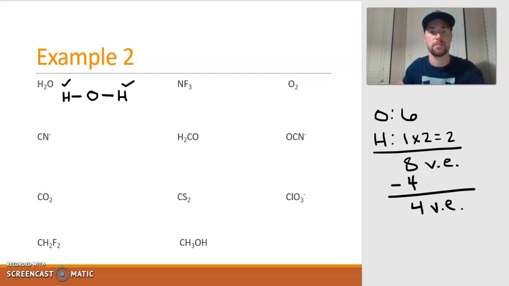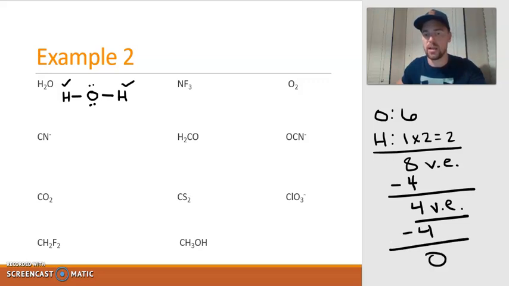Hydrogens are all set. Step 5 tells us that if there are any electrons left over, which there are, we need to place them on the central atom. Now you want to make sure you place them in pairs. So I have 4 electrons. I'm going to do a pair here and a pair here. So I just used up those 4 electrons and I'm down to 0.